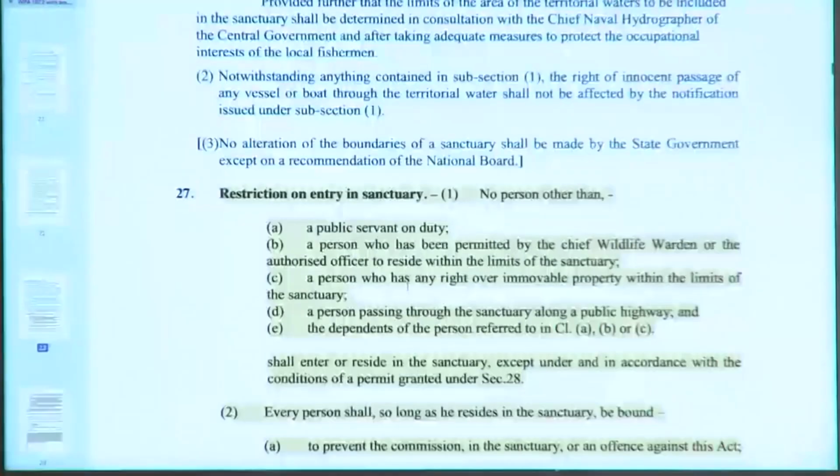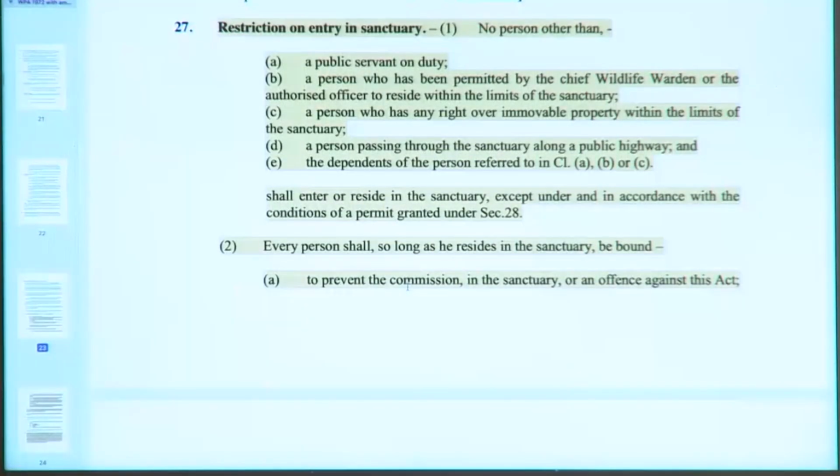Then you have declaration of the sanctuary, and once a sanctuary is declared, there are certain restrictions. So, no person other than a public servant on duty, a person who has been permitted by the wildlife warden or the authorized officer to reside within the limits of the sanctuary, a person who has any right over immovable property within the limits of the sanctuary, a person passing through the sanctuary along a public highway, and the dependents shall enter or reside except under and in accordance with the conditions of the permit.